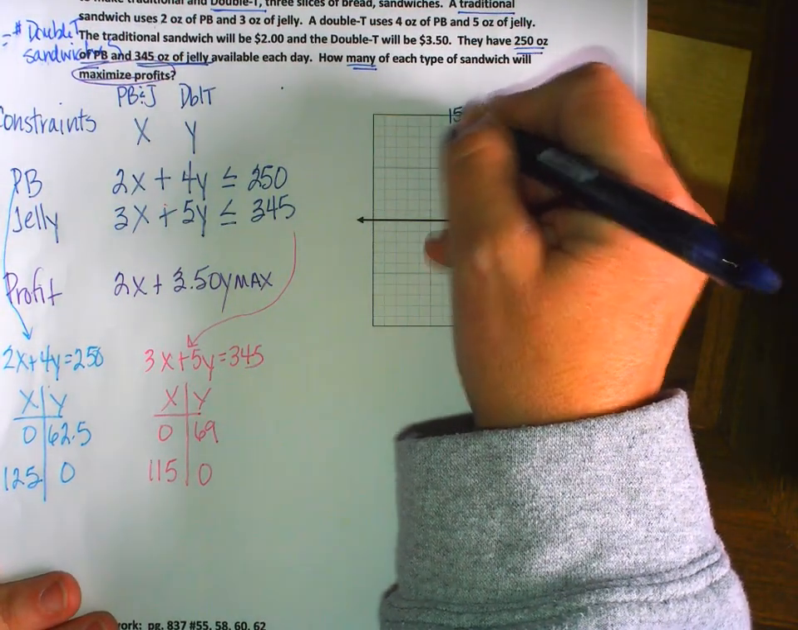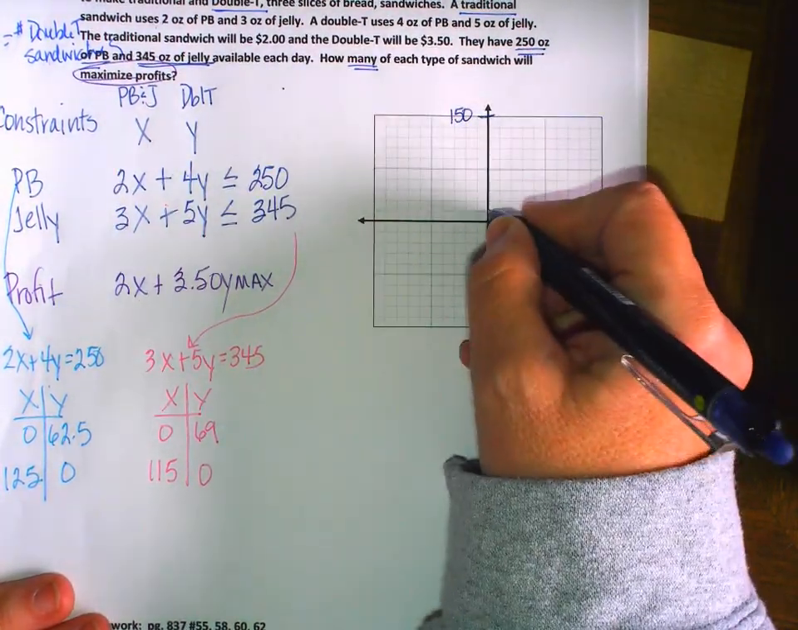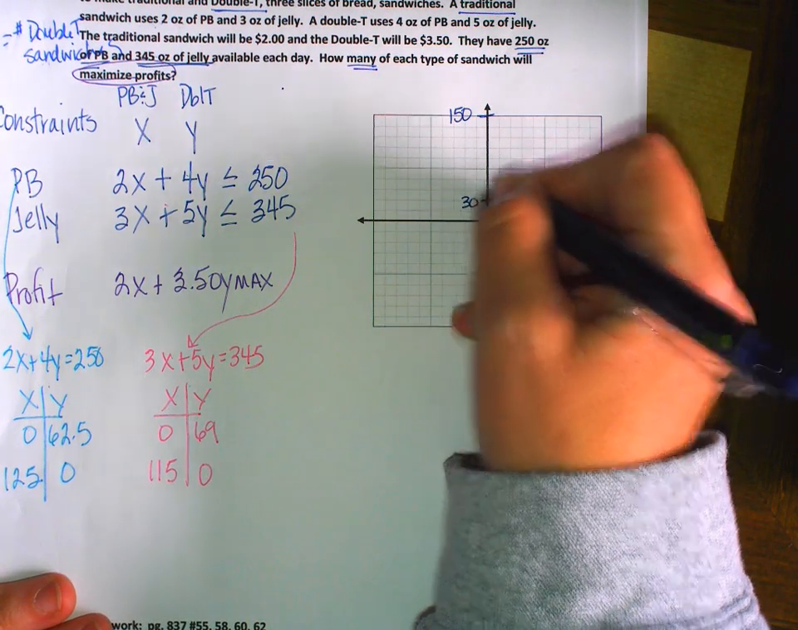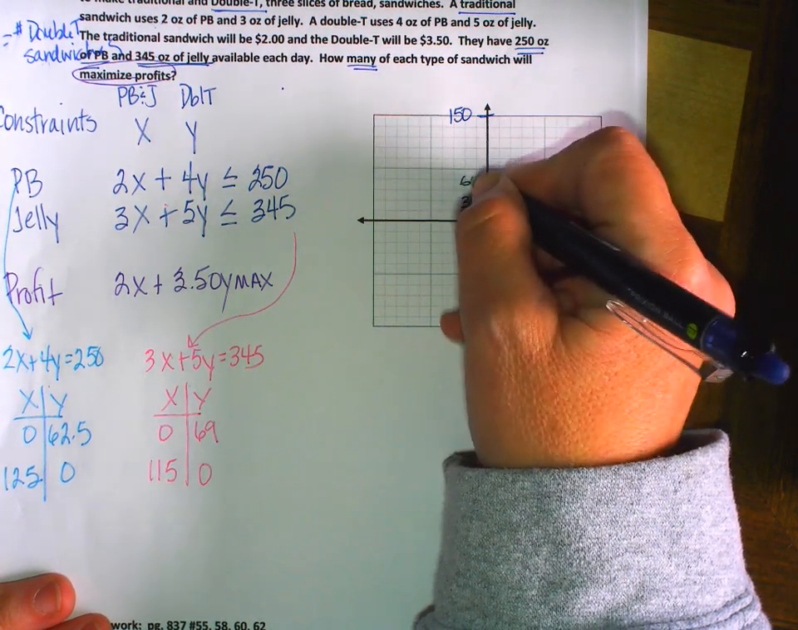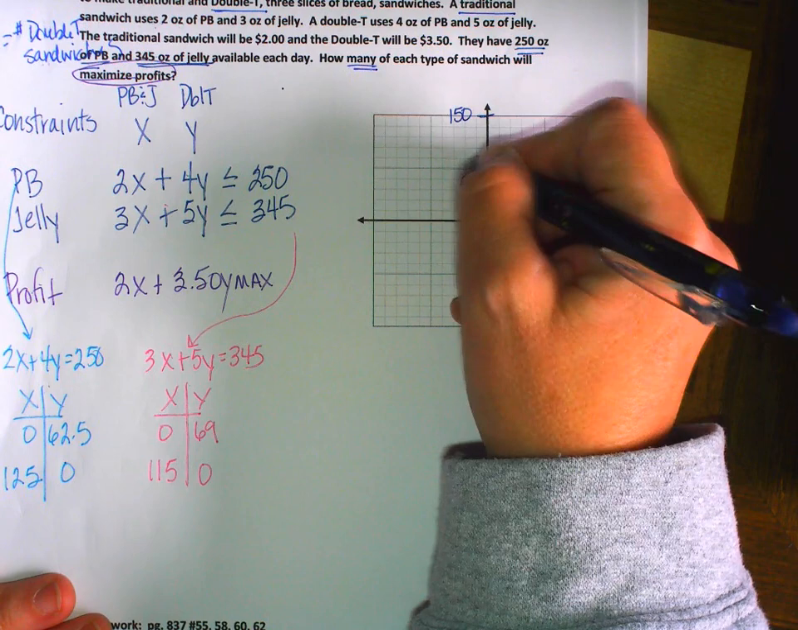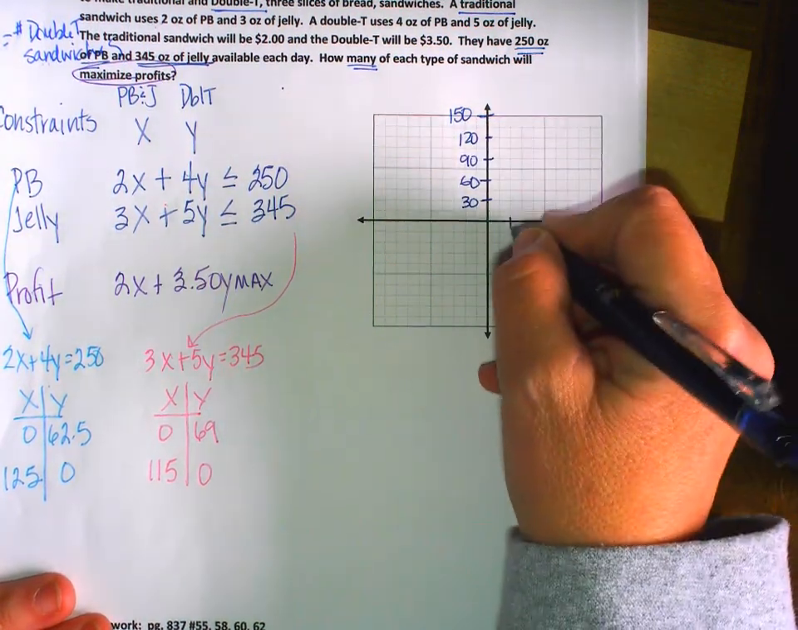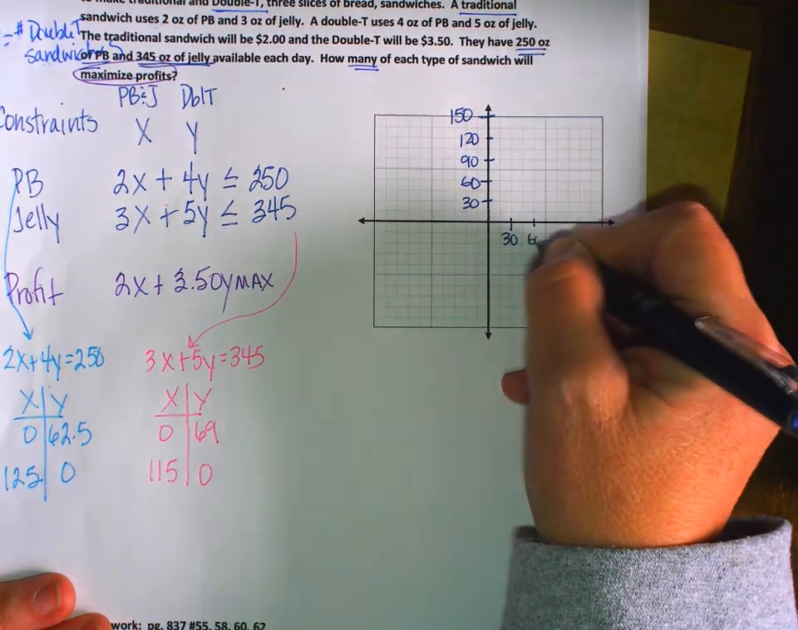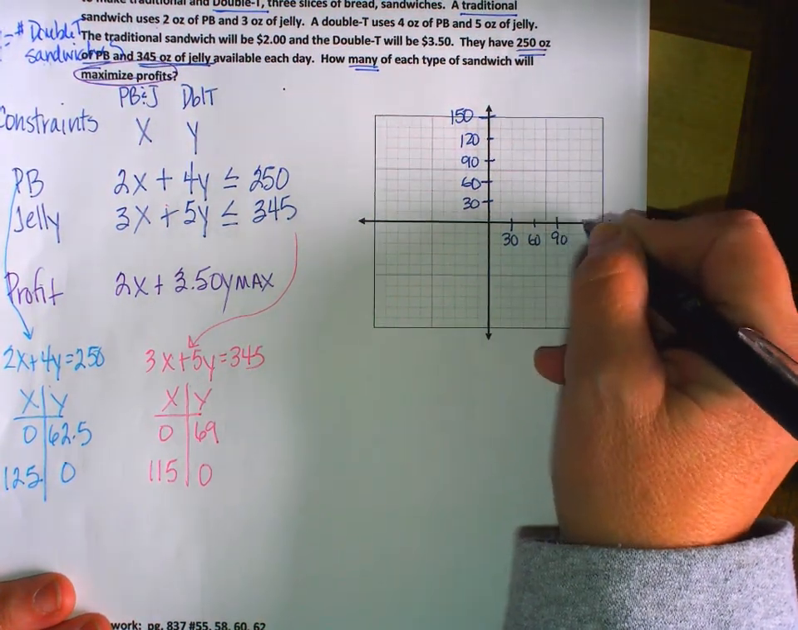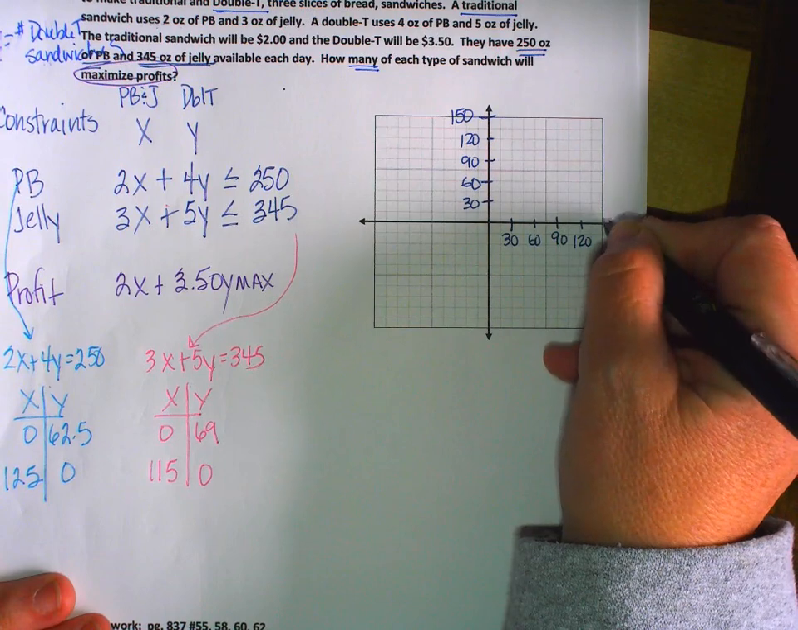Okay, 150 divided by 10 is 15. So every block is going to be worth 15. So I'm going to make that 30, 60, 90, 120, and 150. And then do the same down here, 30, 60, 90, 120, and 150.